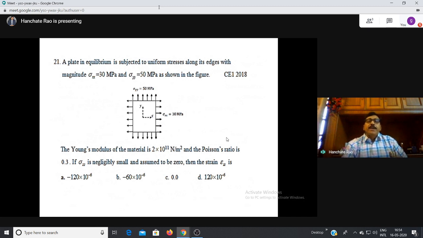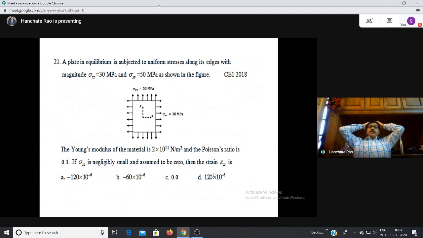A plate in equilibrium is subjected to uniform stresses along its edges with sigma x is equal to 30, sigma y is equal to 50 as shown in the figure. The Young's modulus of the material is 2 into 10 to the power of 11 and the Poisson's ratio is 0.3. If sigma z is negligibly small and assumed to be 0, then what is the strain epsilon z? He wants us to find out epsilon z.